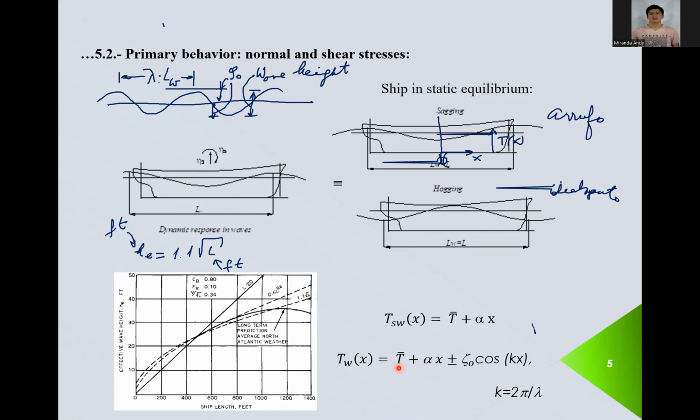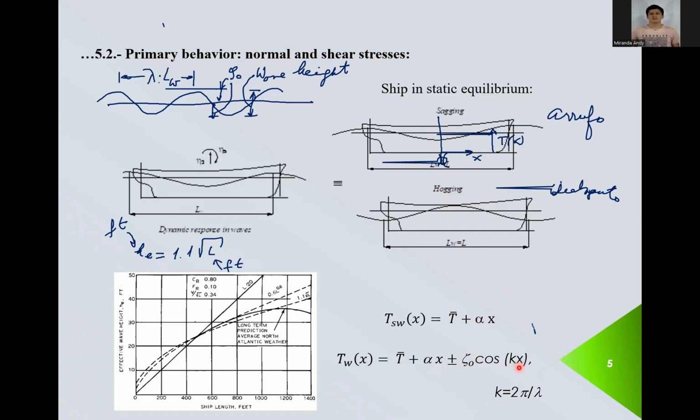Now, I put plus and negative because that depends on the condition. In this case, for example, in sagging, you see that we have a trough in the midship section, so we have to subtract. We use the negative sign. And in here, we add, because I have a crest in midship. In that case, I have to use the positive sign. Z0 is the wave amplitude, and that's that.